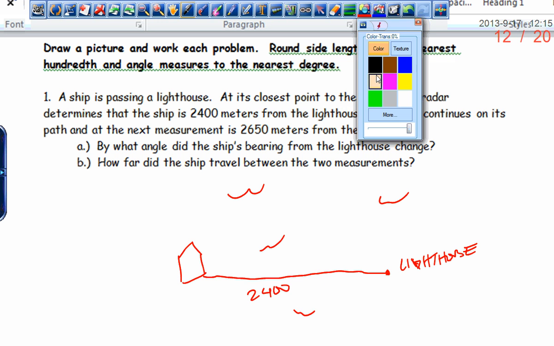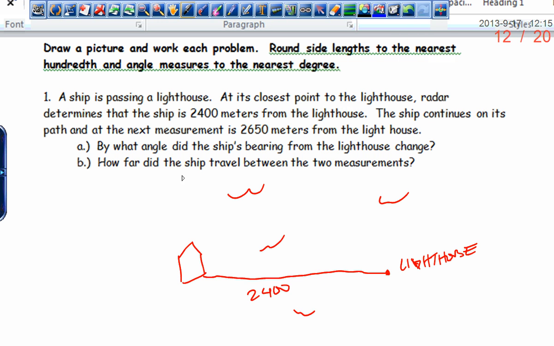And what is the date today? Today is September 17th. My birthday. It's your birthday. Yes. Alright, so now my boat, it says, is 2,650 away.